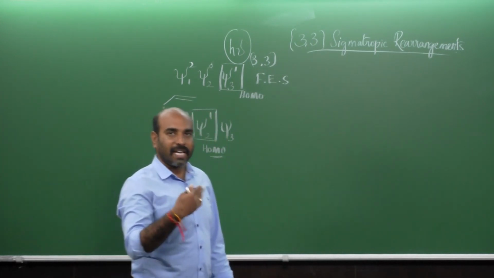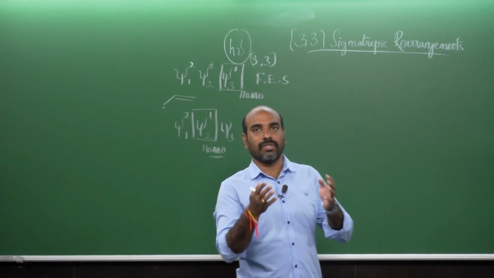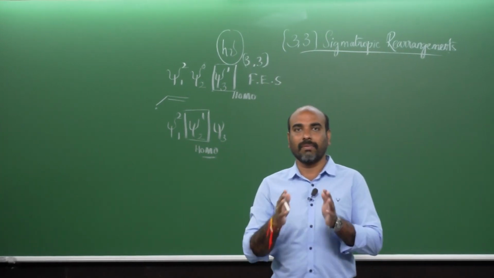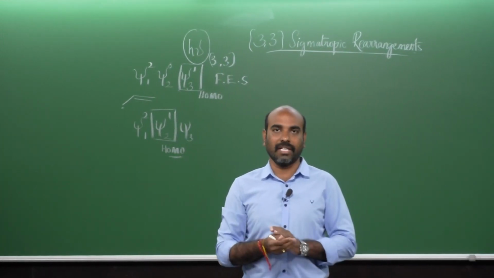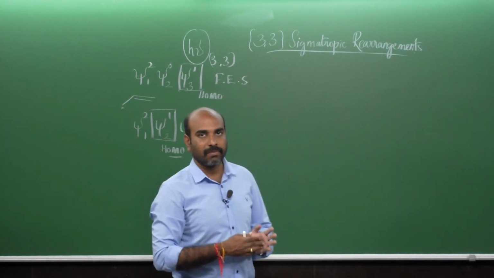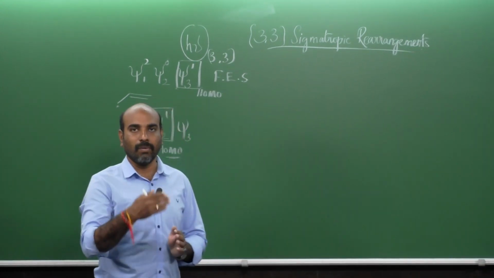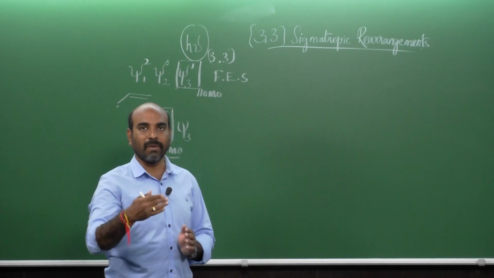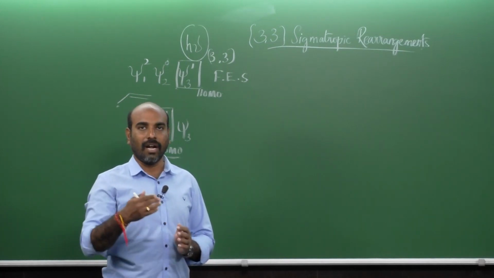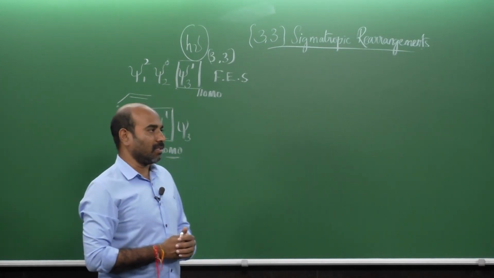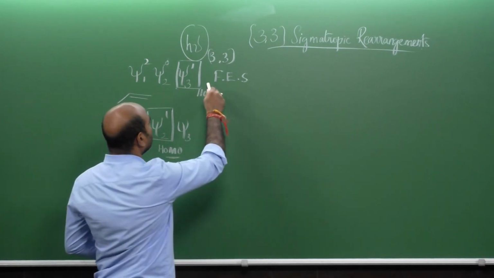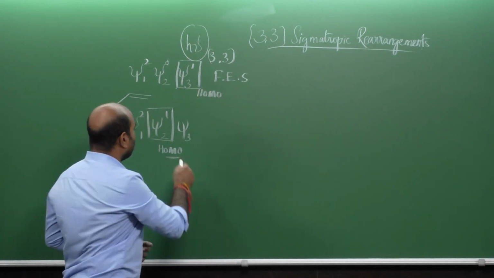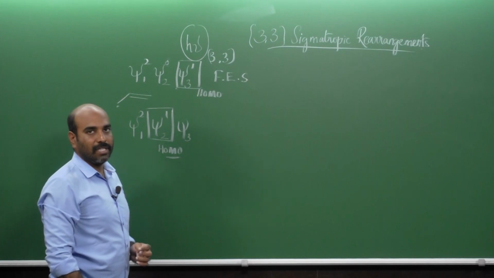Whereas in the thermal conditions, we choose the highest occupied molecular orbitals from each partner under the ground state conditions only. Whereas in the photochemical conditions, the HOMO should be selected for one partner in the first excited state and for the other partner in the ground state. So for the first partner, Psi3 becomes the HOMO. For the second partner, Psi2 becomes the HOMO.